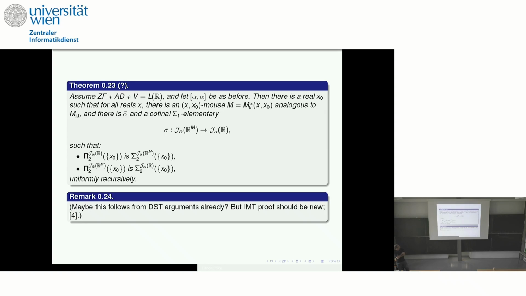Effective-like gap. Then there's a cone, so a base real x0 for a cone, such that for every x in the cone above x0 there's a mouse over x and x0, and there's a cofinal Sigma 1 elementary map from some J alpha bar of reals of M into J alpha of R.